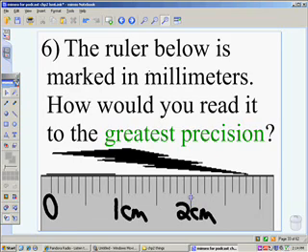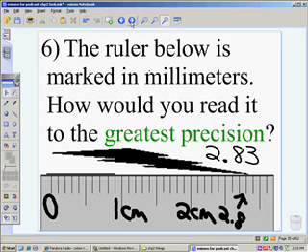Well, it's more than 2, and it's more than 2.8. It's a little bit more. So what I do is I estimate how many tenths of a degree across there is. So I'm going to say that it's a little bit less than halfway. So it's less than 2.85. I'm going to guess it's going to be 2.83.